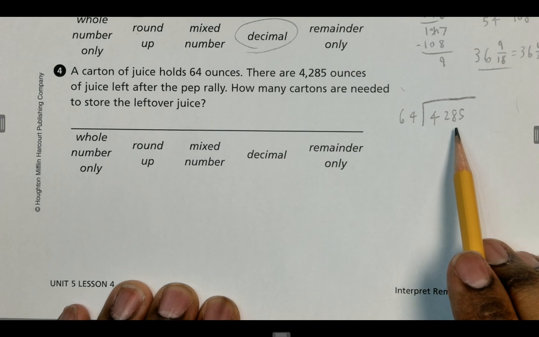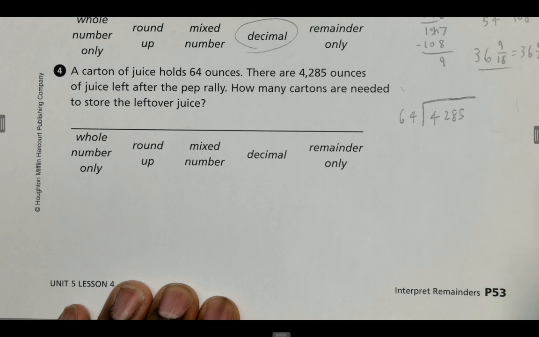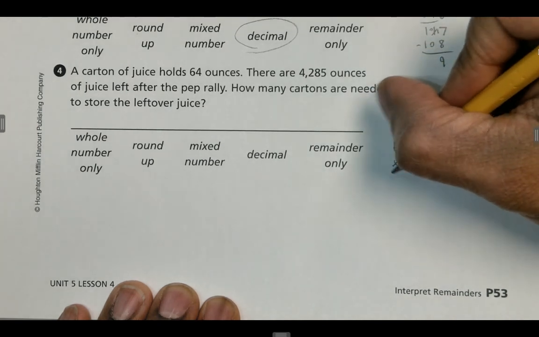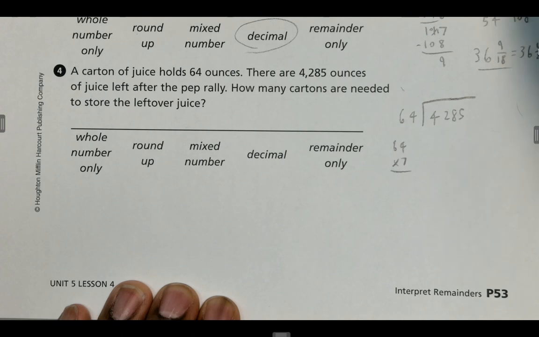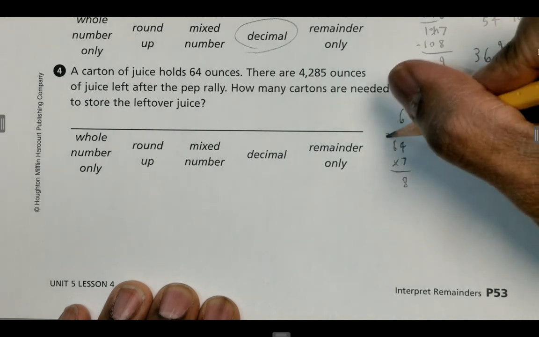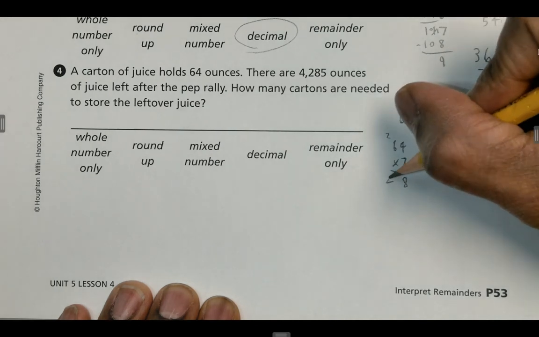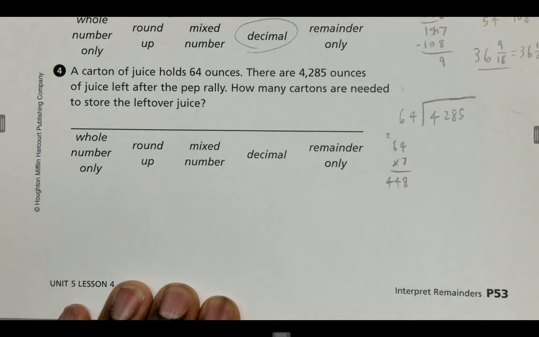60 times 7 is 420. That sounds pretty close. Let's test out 7. 64 times 7. 7 times 4 is 28. The 8 comes down, the 2 gets carried. 7 times 6 is 42 plus the 2 is 44. Oh, overshot it.